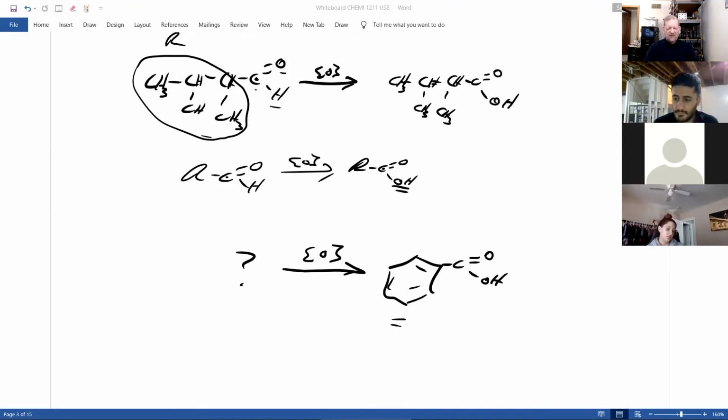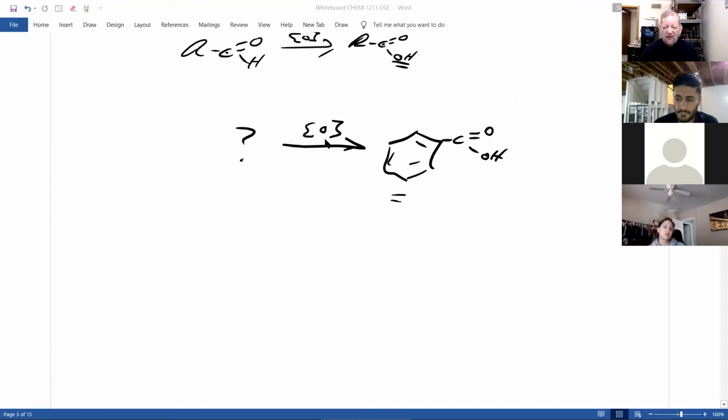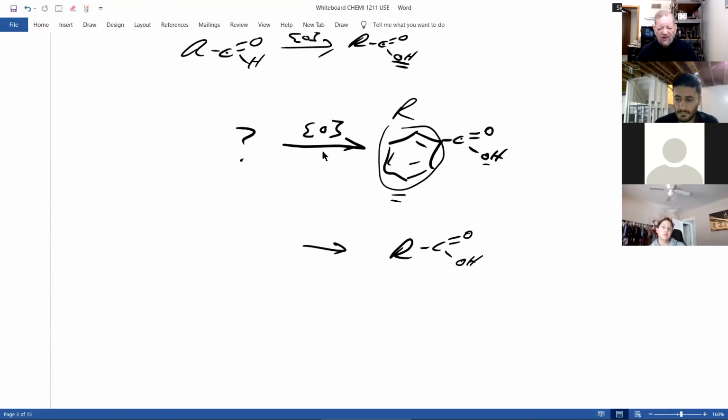All right, my turn. If we look at this molecule, what's different? Well, we've got a benzene ring, but benzene rings don't react with an oxidizing agent. So I'm going to call this R. What do we have here? A carbonyl with the hydroxyl group, a carboxylic acid. What do you oxidize to form a carboxylic acid? An aldehyde. So what would be the starting material? Benzaldehyde.